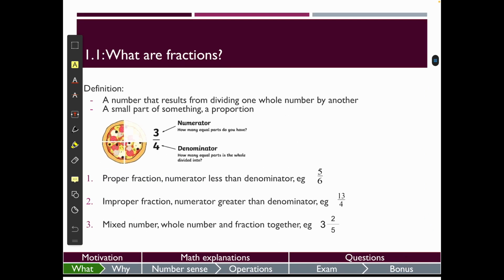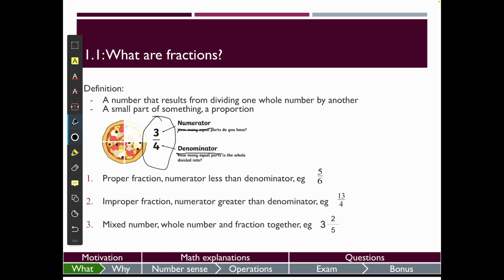So what are fractions? Well, the definition of a fraction is a number that results from dividing one whole number by another. It can also be seen as a small part of something, like a proportion. As you can see, this number is a fraction. The top is called a numerator, and the bottom is called a denominator.